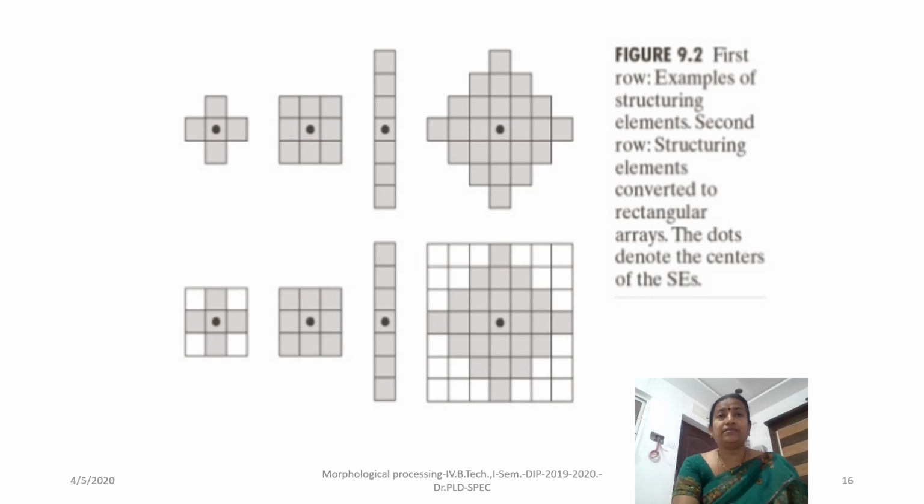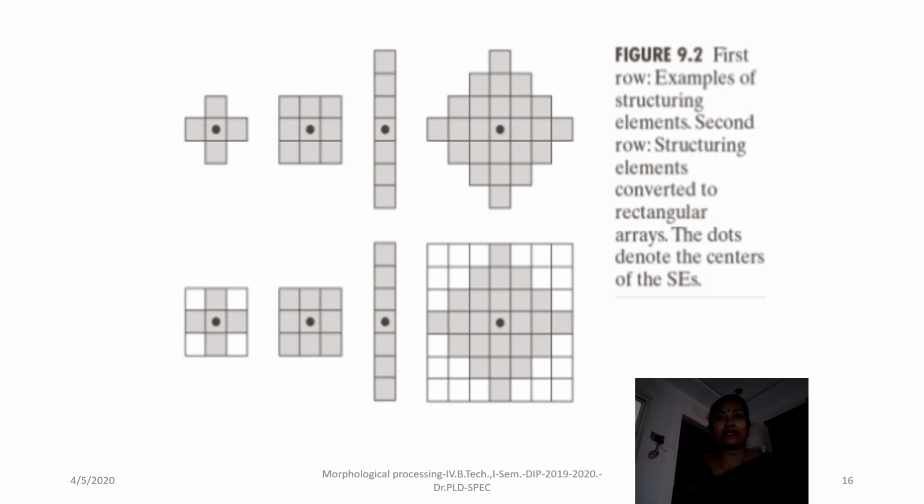How are these structuring elements represented as square or rectangle shapes? By filling the leftover pixel locations with white pixels. Here, these are the black and these are the white pixel locations. There is no chance of having any white pixel locations here because it's a square structuring element. And this one is a rectangular structuring element, with no need for that.